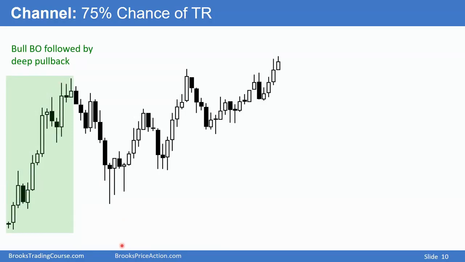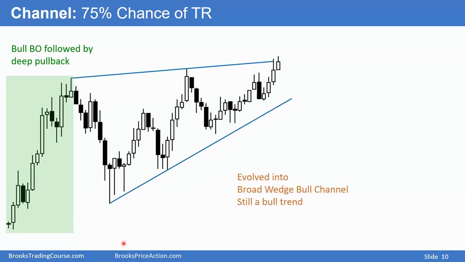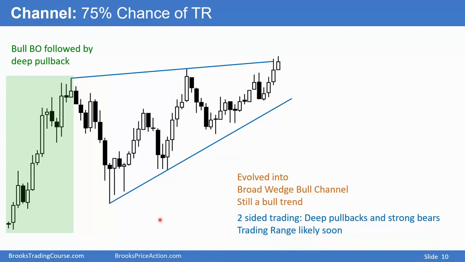A bull breakout followed by a deep pullback. And the bull channel has a wedge shape. You can call it a broad bull channel. You can call it a broad wedge bull channel. In any case, it's still a bull channel, a bull trend. Two-sided trading, whenever you have a broad bull channel, you always have deep swings down. And at times, the market can even become always in short when you have a broad channel.